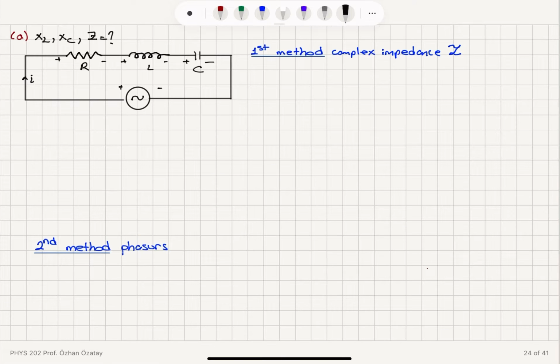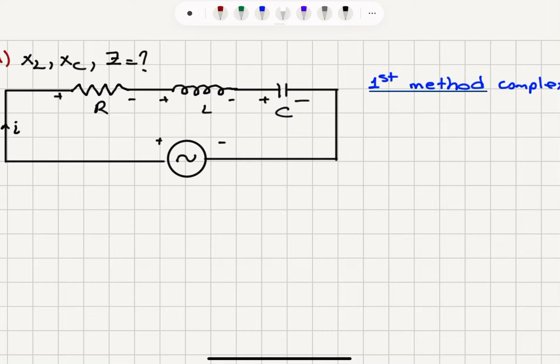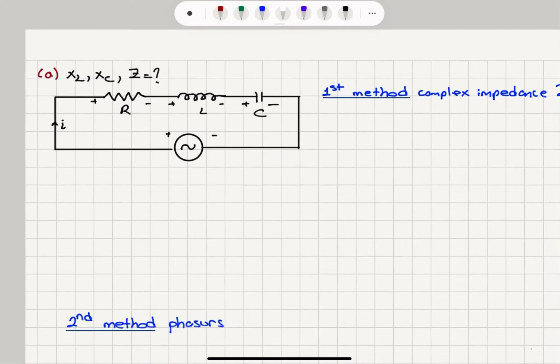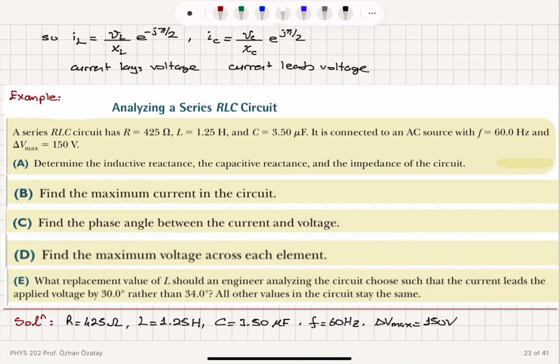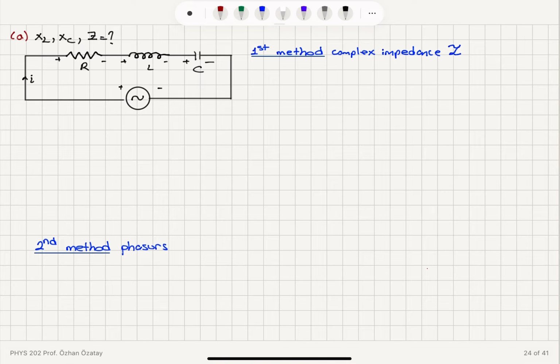Now, we can look at the circuit. We have the resistor, inductor, and capacitor connected in series to this AC source, and we have the same situation as before. So in order to calculate the capacitive reactance, inductive reactance, and the impedance of the circuit, first I'm going to use the complex impedance method. In the complex impedance method, the resistance is simply R, L is j omega L, and C is 1 over j omega C.